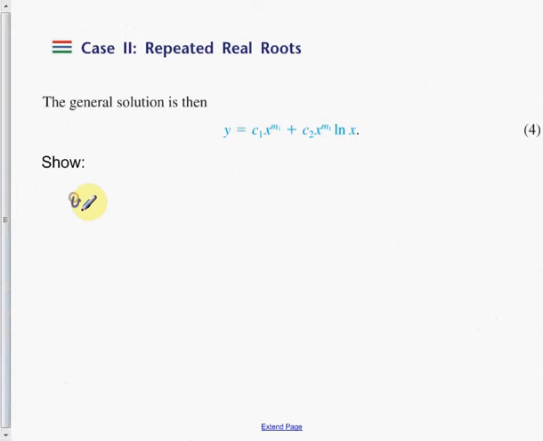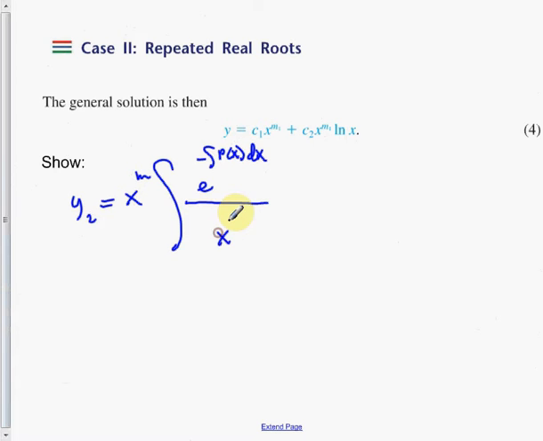Okay, y sub 2, given the first solution, which is x to the m, is x to the m times the integral of e to the negative integral of p of x dx, all over the first solution squared. Have you seen that formula before? That formula says if I know one solution, I can solve for the second solution using that formula.